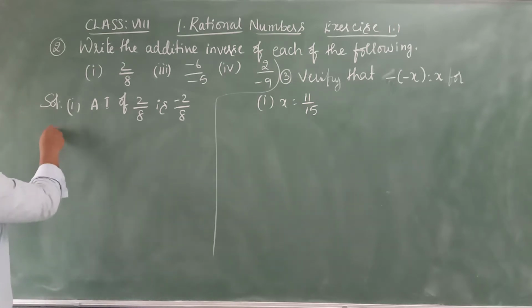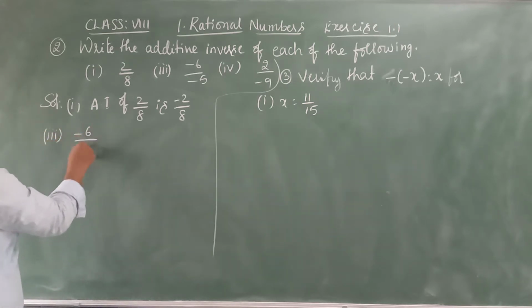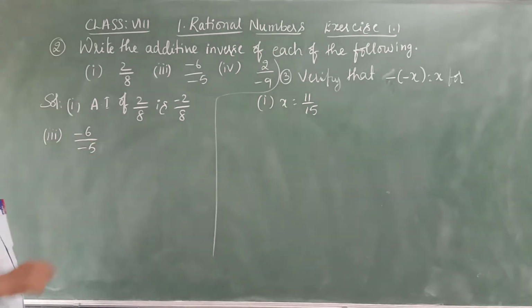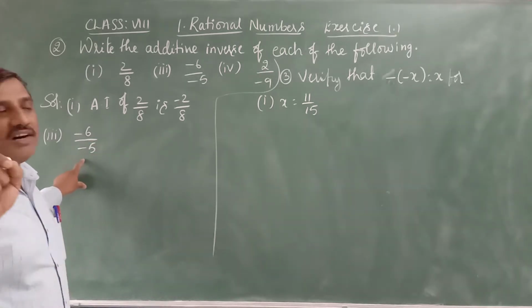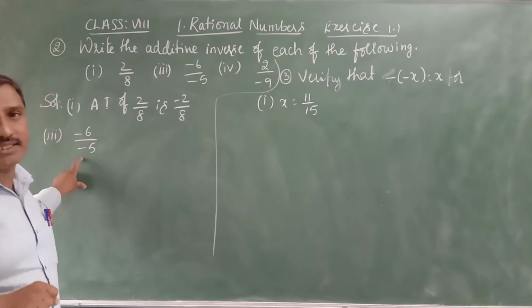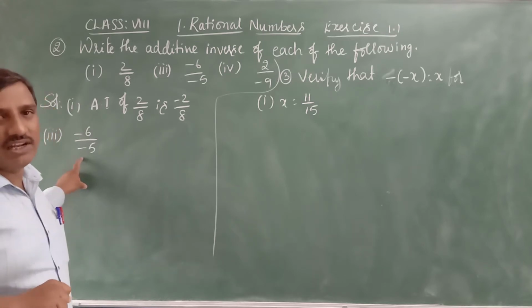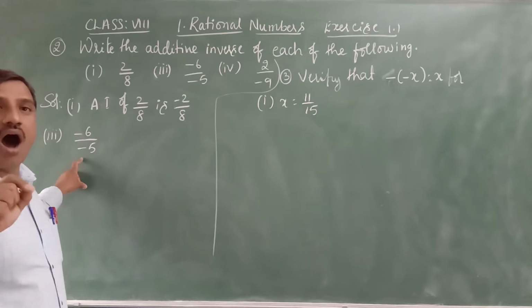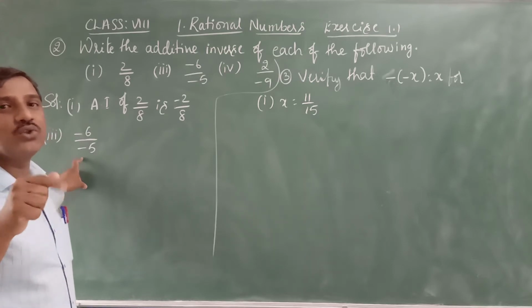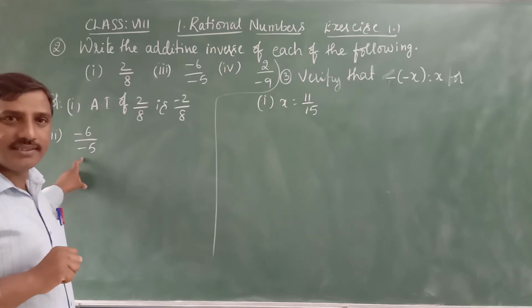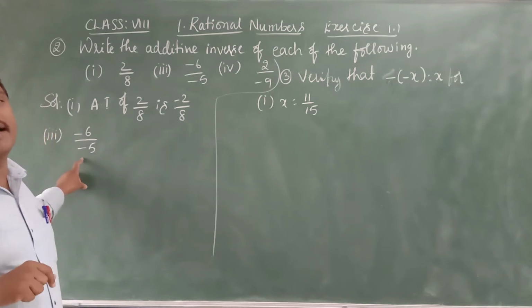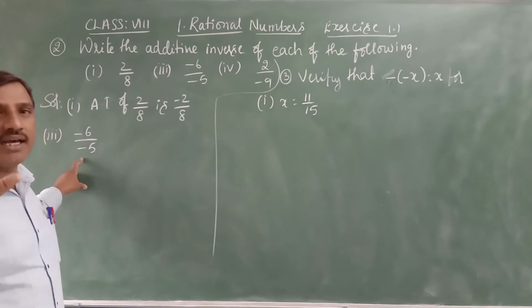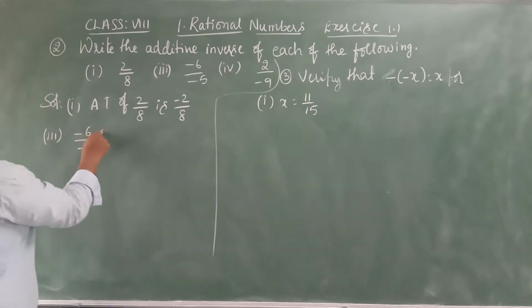The third one is there, here we have minus 6 divided by minus 5. This rational number is not in the standard form. First you convert this rational number to the standard form, then write the additive inverse. How do we convert a rational number into standard form? By multiplying both numerator and denominator with minus 1. Multiply numerator and denominator with minus 1.